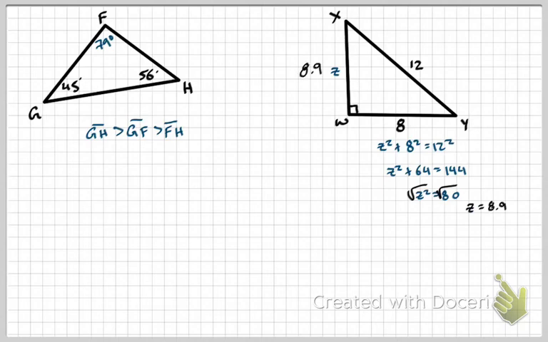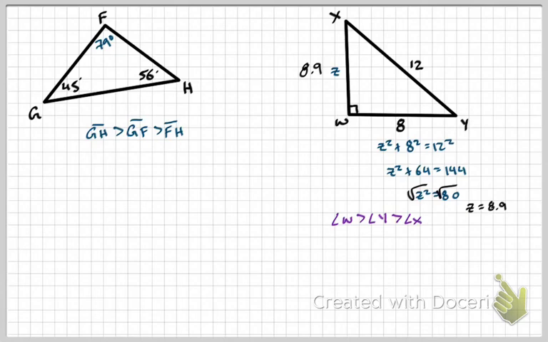So with that problem, our longest side is the hypotenuse, which is always going to be true for any right triangle. So now if we want to order our angles, angle W is our largest angle, followed by angle Y, which is opposite 8.9, and then finally angle X, which is opposite the 8.